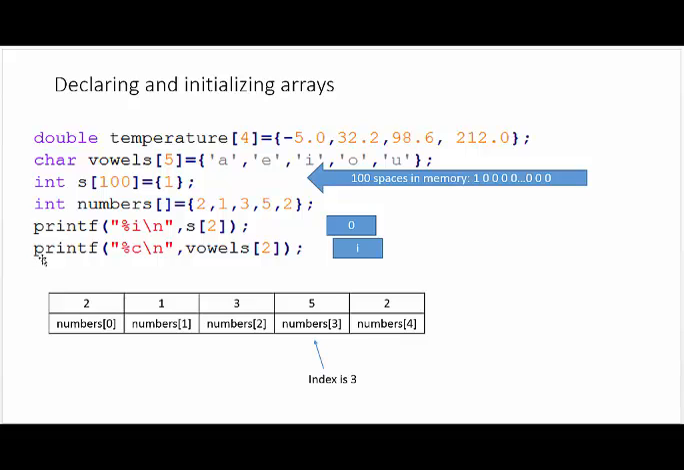I can do the same thing with my array of characters. Vowels, element number 2 is 0, 1, 2. So vowels element 2 is an I.